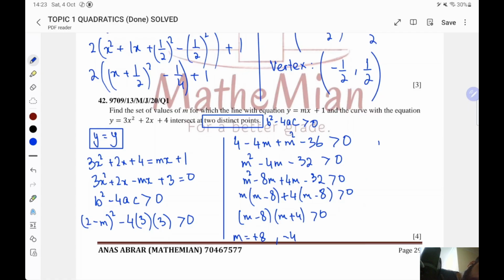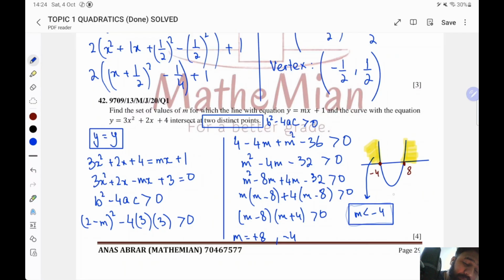If I sketch the graph, it's going to look like this with the two critical values. One is going to be minus 4, the other will be positive 8. Since it says greater than 0, that means the region above the x-axis. So this is the region he is talking about. So the set of values of m will be m less than minus 4, and the other, m greater than plus 8.